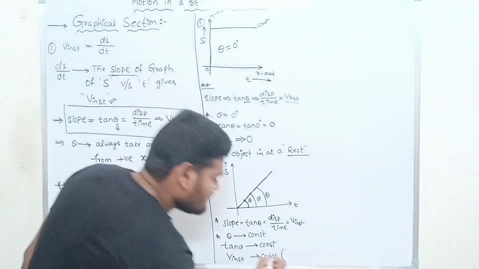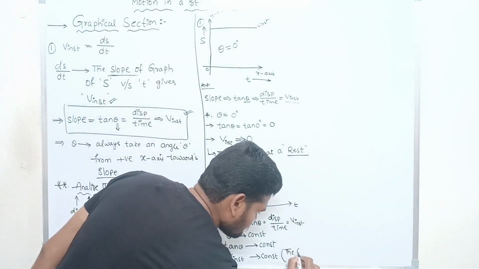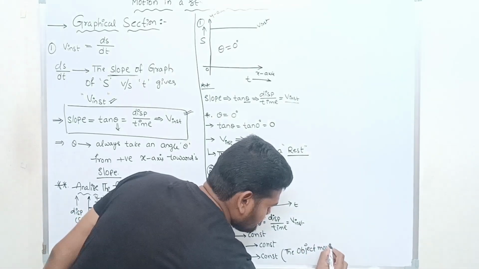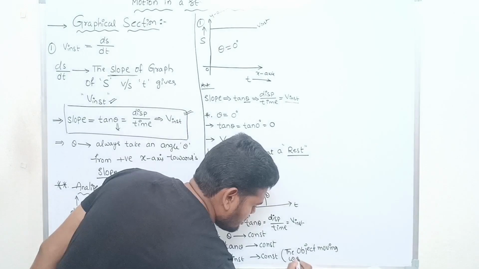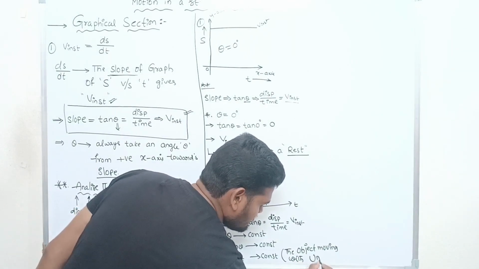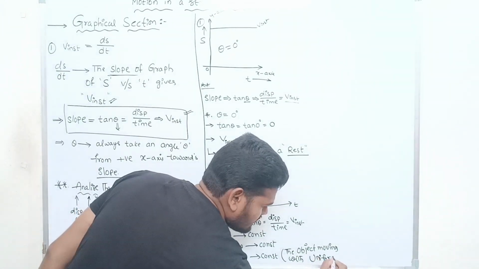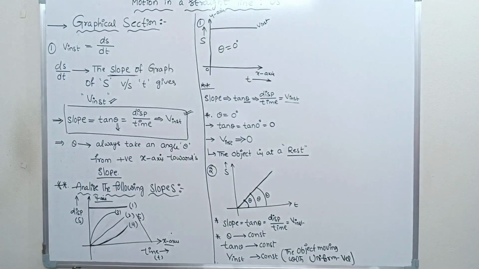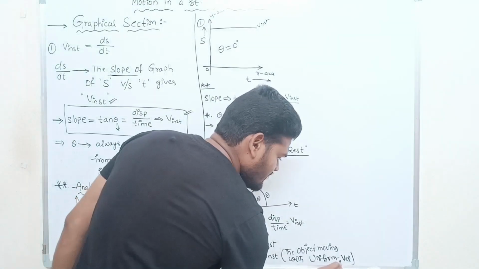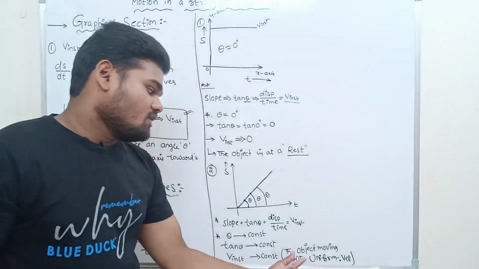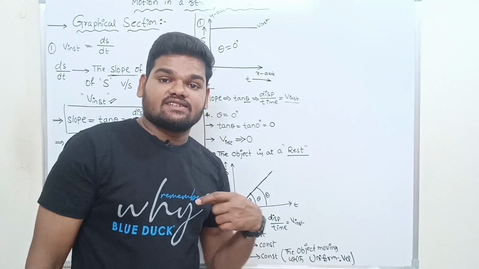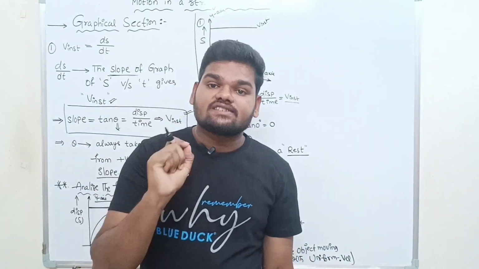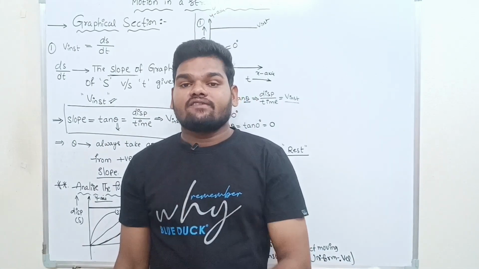Then we can say that the object is moving with uniform velocity. Are you able to see the board? Okay. So what is the meaning of velocity is constant? The object is moving with uniform velocity. What is the meaning of uniform velocity? The velocity of the object remains constant in equal intervals of time.